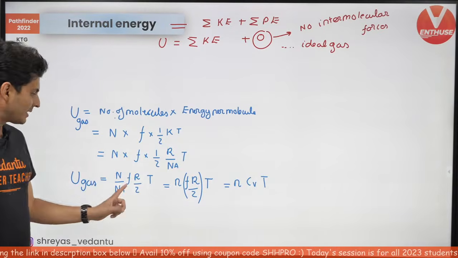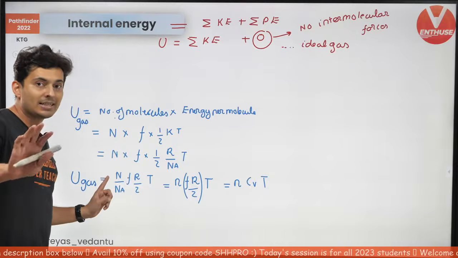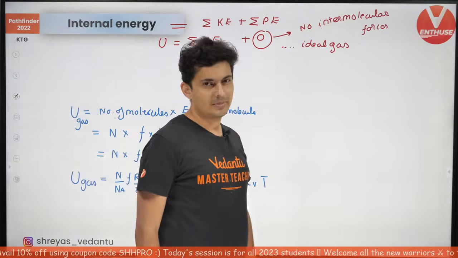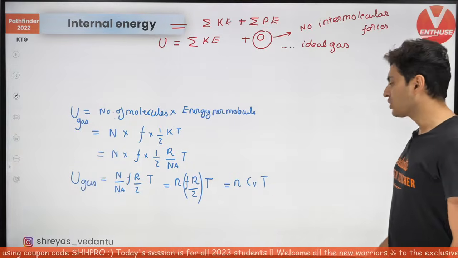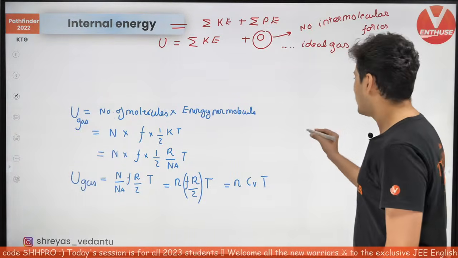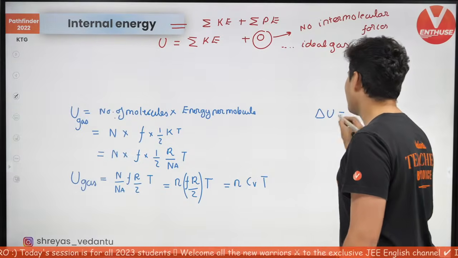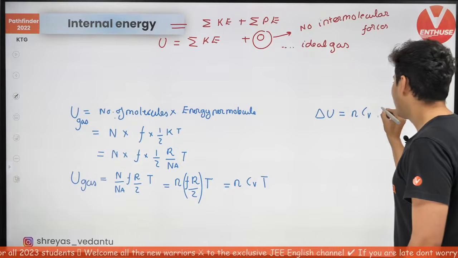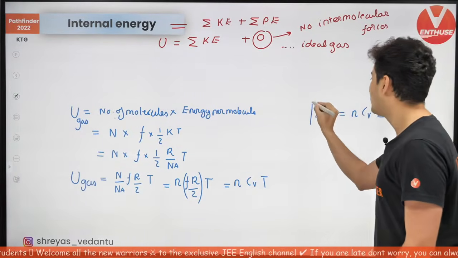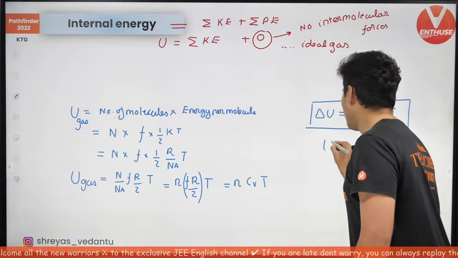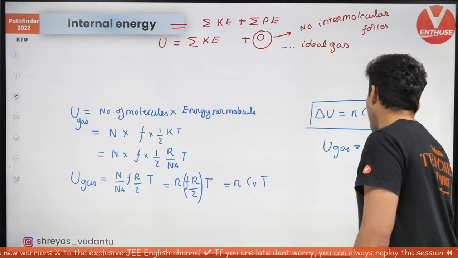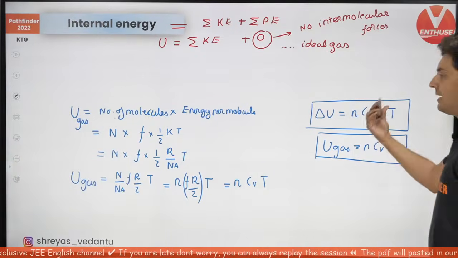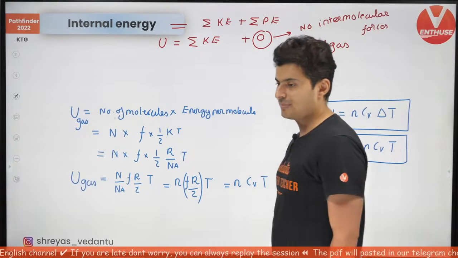It was not capital N, it was small n. Number of moles is number of molecules by Avogadro number. So that's the number of moles, correct? Very good. So nCVT. So that also means the change in internal energy. What will be the change in internal energy? It will be nCV delta T. This is how this equation comes. So energy of a gas is just nCV into T, but the change is nCV delta T. This is how the expression comes.